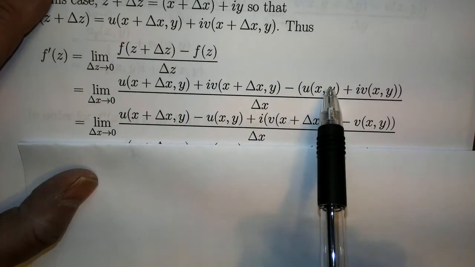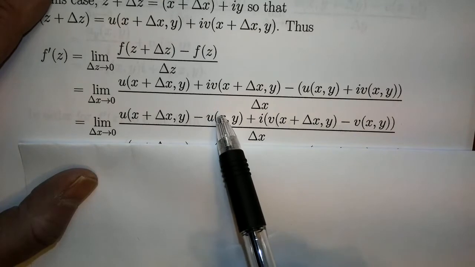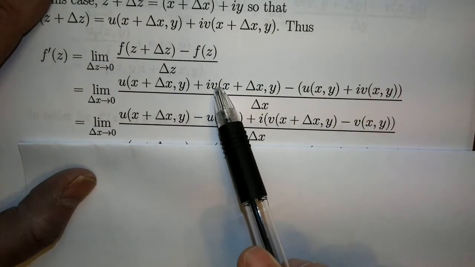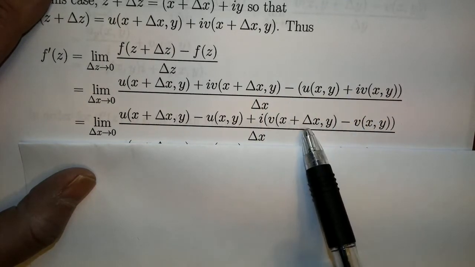So we're going to collect terms here, u of x plus delta x, y minus u of x, y. So we're combining this term and this term. And then we're going to combine this term and that term and factor out an i. And that's what we get.